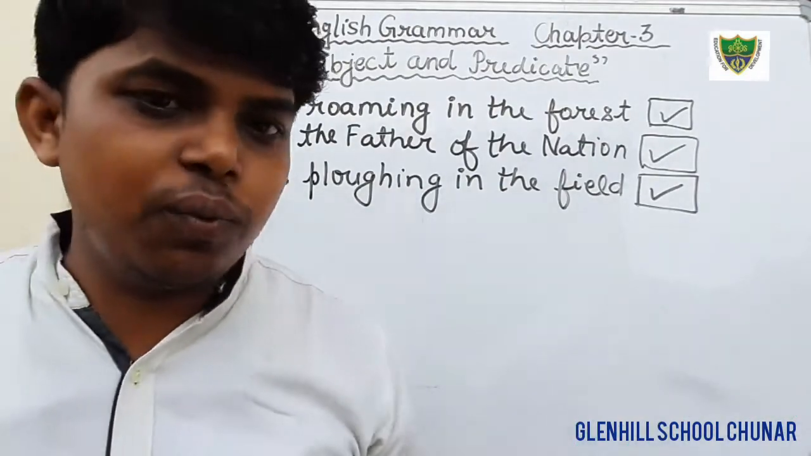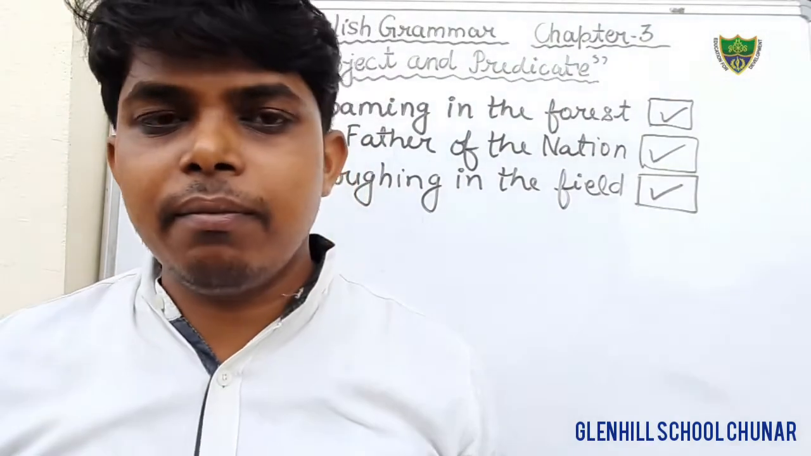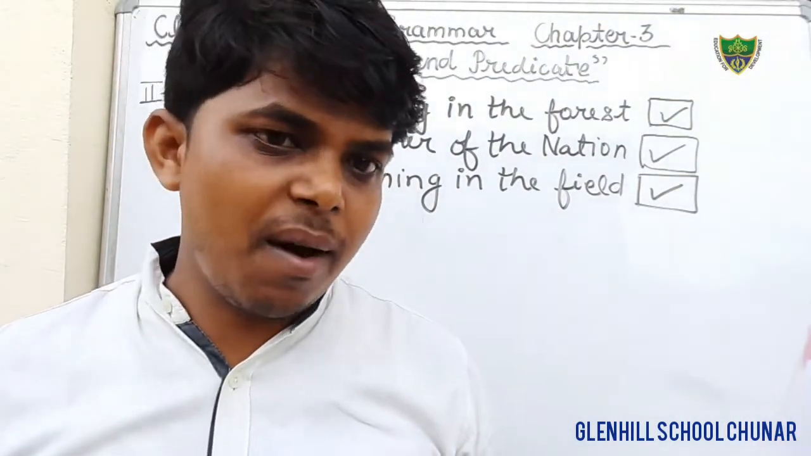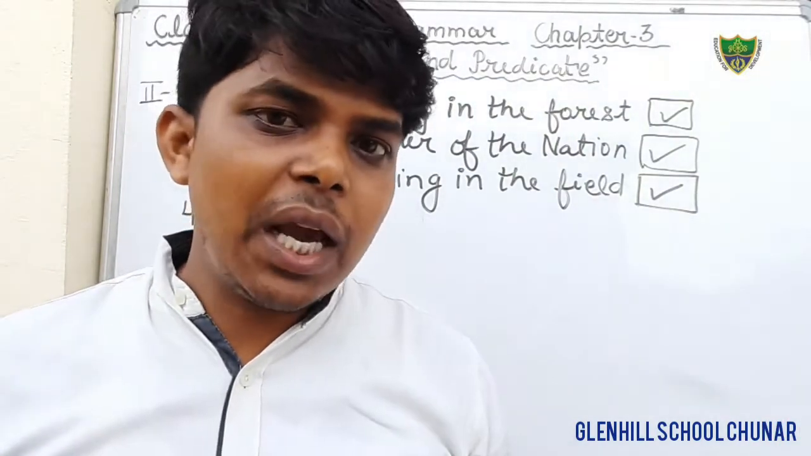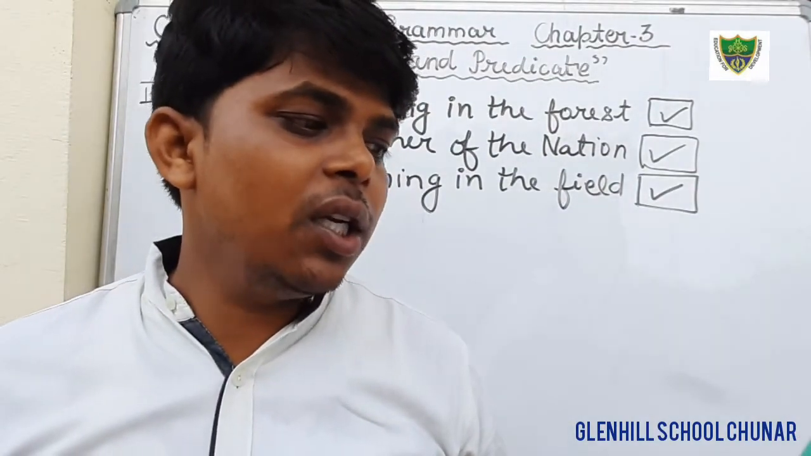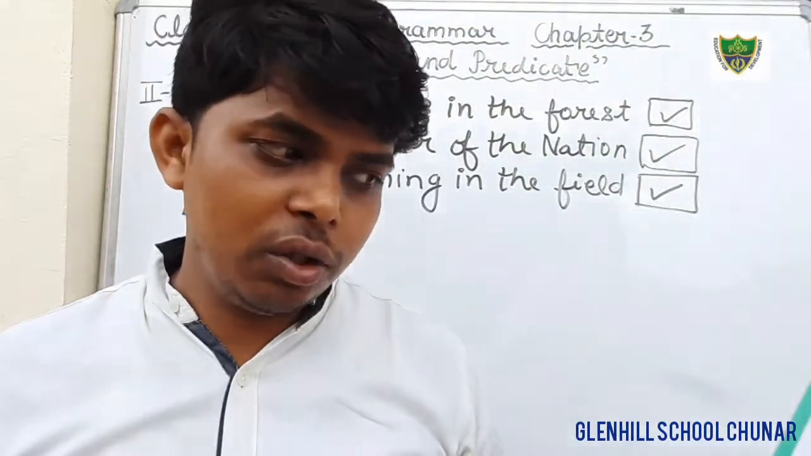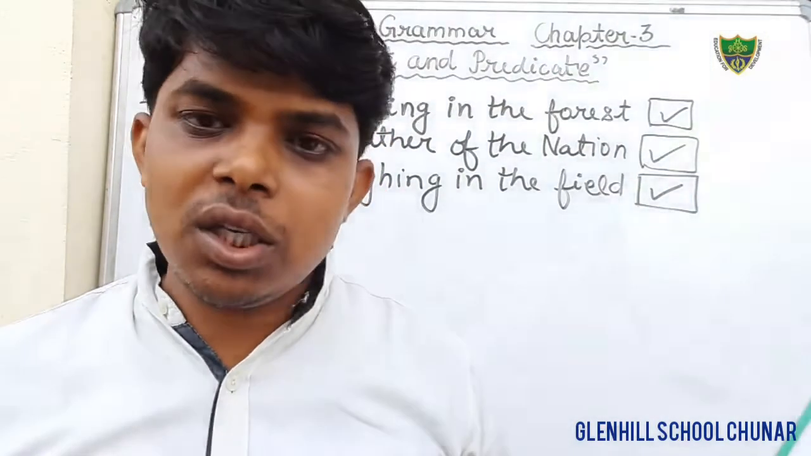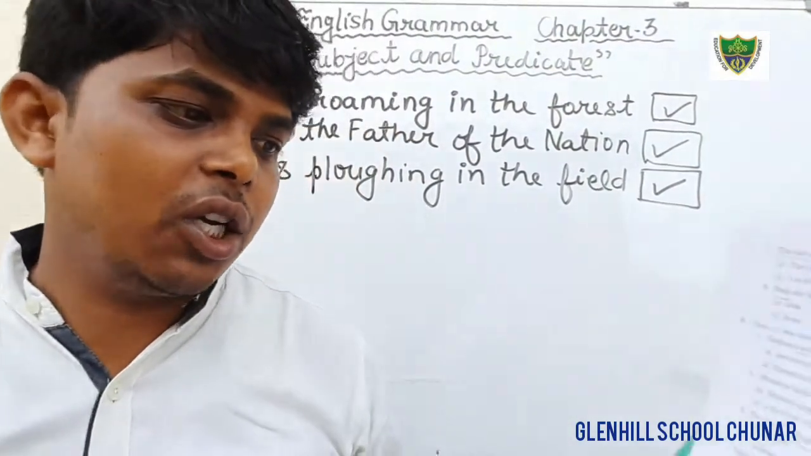Now question number 4. Rahul Dravid is a good batsman. Rahul Dravid is the name of a person, the name of a cricketer. So Rahul Dravid is the subject in this sentence. But we have to select the predicate here. So what would be the predicate? Is a good batsman. Now we will see the options. Rahul Dravid, no, that is wrong. Good batsman, that is also wrong. Dravid is a, that is also wrong. Is a good batsman, that is the correct option.